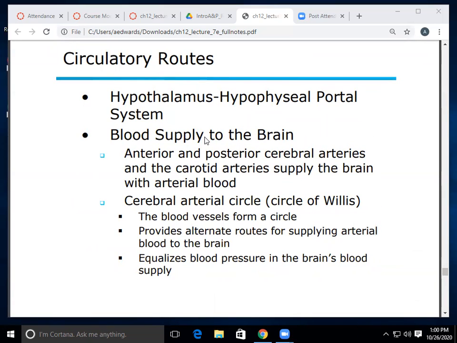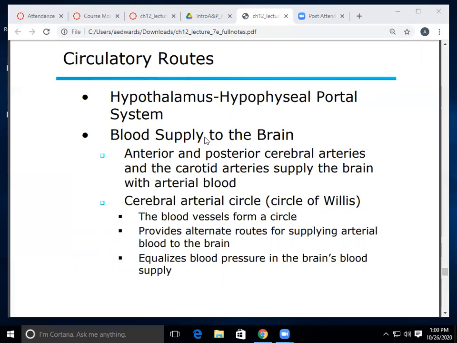Okay, your hypothalamus forms what we call the hypothalamus hypophyseal portal system. All right. And this has to do with blood supply to the brain. Okay, so, brain's special. It would make sense that it would have its own type of blood system, right? Or a pathway of blood to the brain.